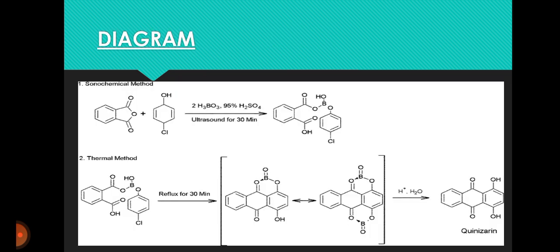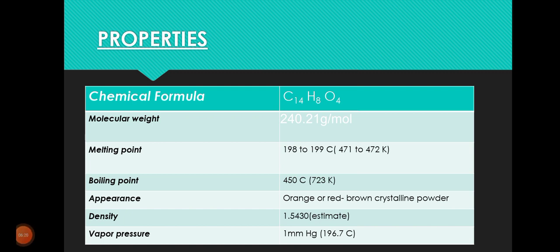Now let's turn to the preparation diagram, and here you can see how phthalic anhydride and para-chloroaniline are reacted together in the presence of boric acid and sulfuric acid, and how the intermediate is produced, which rearranges itself, and dehydration occurs. As a result of all this process, we get quinizarin, which is actually 1,4-dihydroxyanthraquinone. Now let's move on toward our next slide, which is about the properties.